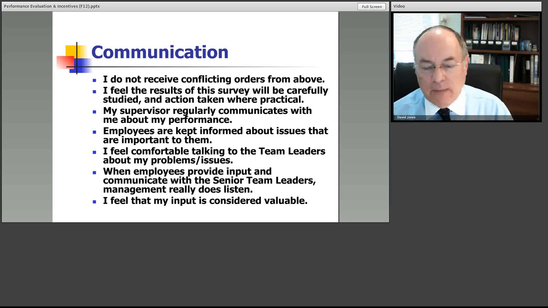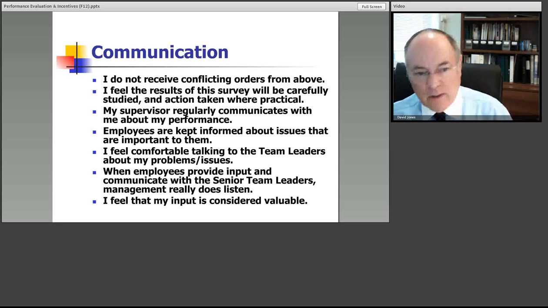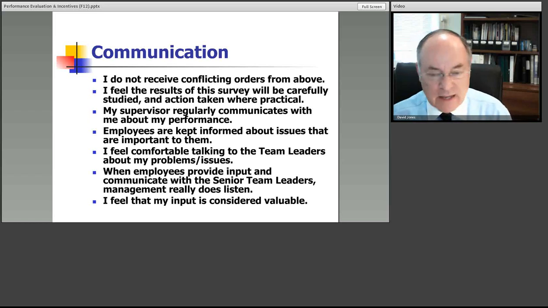Now, how you use this is you look at the overall value of communication, and then you look back at each individual item here and you say, is there anything within these areas of communication that we're not doing as well as others? So maybe that one on when employees provide input and communicate with senior team leaders, management really listens. Maybe they don't think that's the case. If they don't, then maybe that's something you need to work on, even though they feel that the rest of it is positive. So you can take that apart.